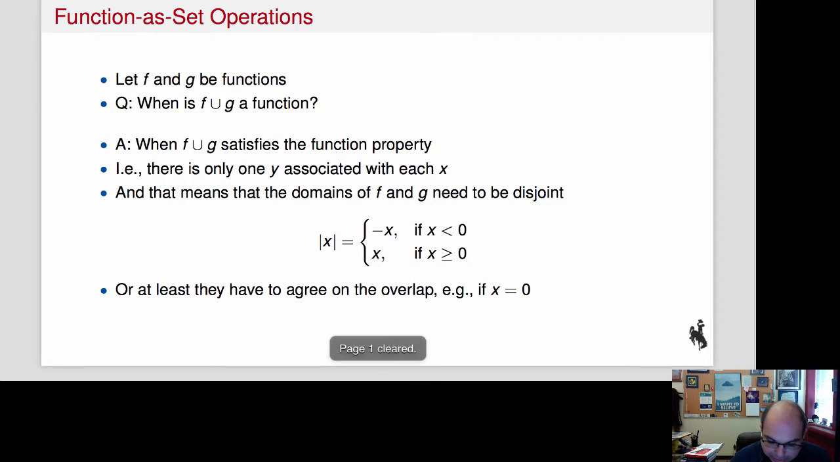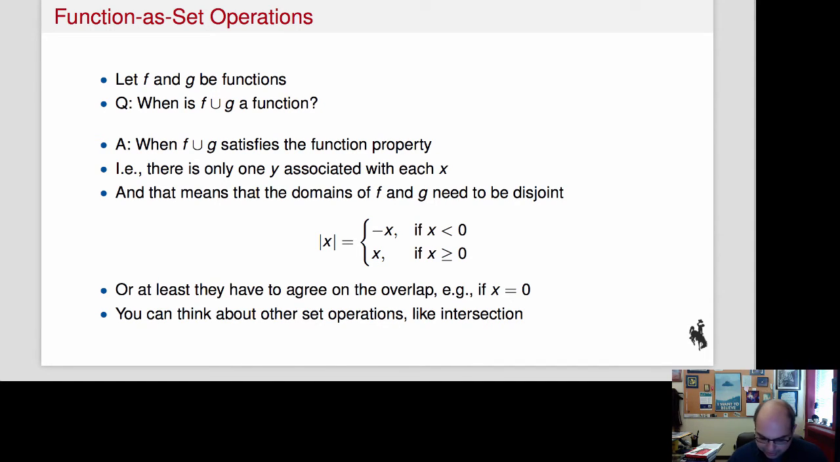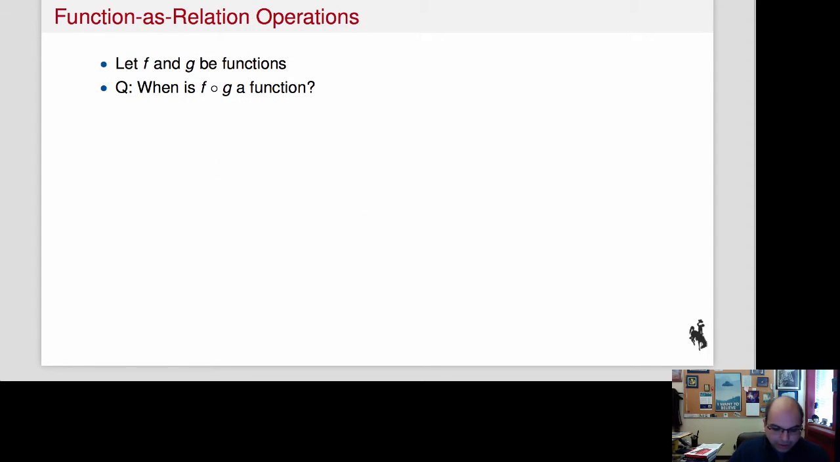Okay, so that's unions, right? And things like intersection and other set operations like set difference, I'm going to let you think about whether those result in functions and when they result in functions. Okay, so let's look at another operation.